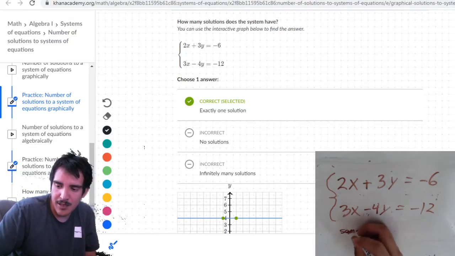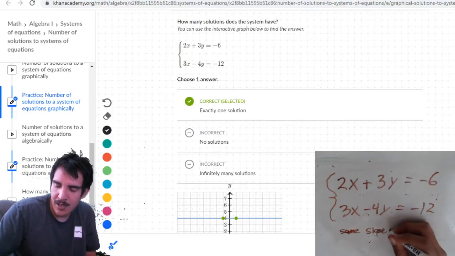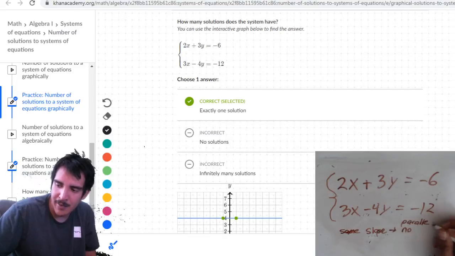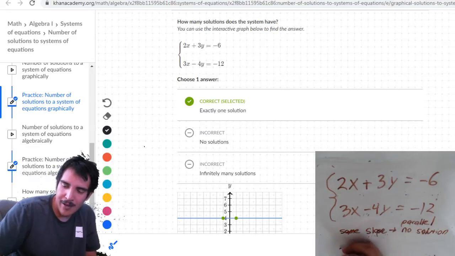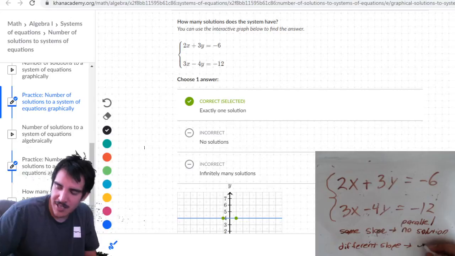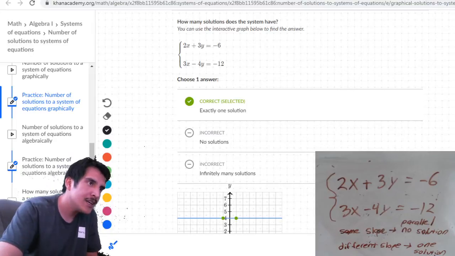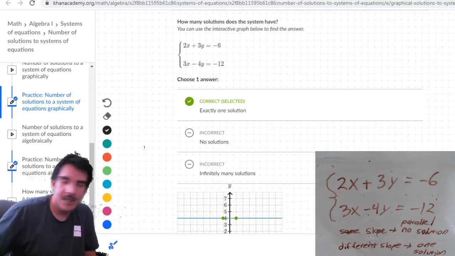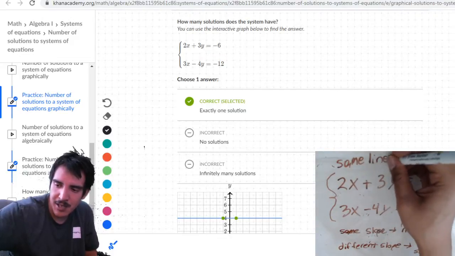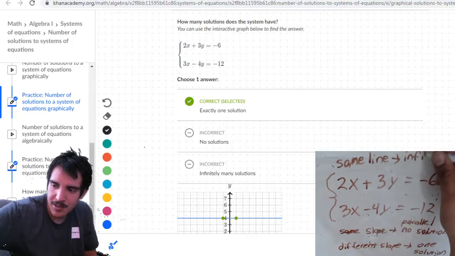Same slope means no solution, because that means parallel. So if two lines are parallel, that means they never touch, so that means there's no solution. If you have a different slope, so if the two slopes are different steepness, then that means the lines will cross exactly one time. So you're going to write one solution. And then finally, same line, I'm going to write that up top. Same line equals infinitely many solutions.